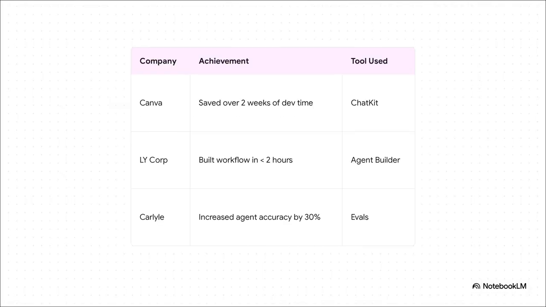And it's not just Ramp seeing these results. Canva used ChatKit and saved over 2 weeks of dev time. LY Corporation built a really complex multi-agent workflow in under 2 hours with the Agent Builder. And the investment firm Carlyle, they used the evals tools and increased their agents' accuracy by a full 30%. These are real, tangible wins across completely different industries.